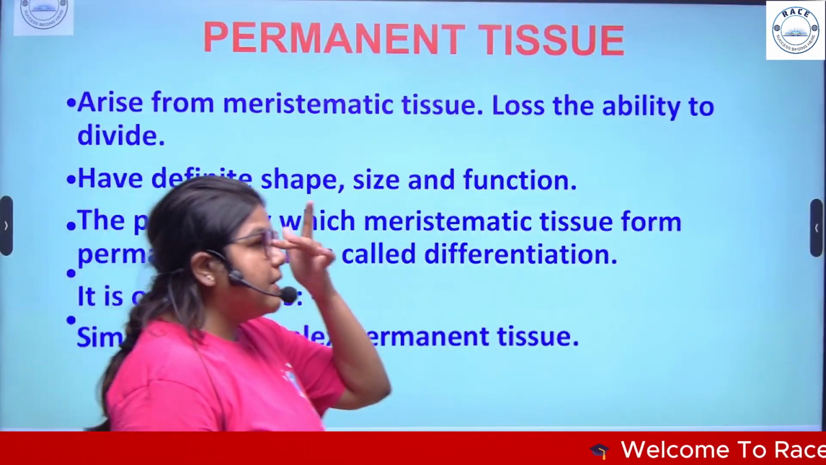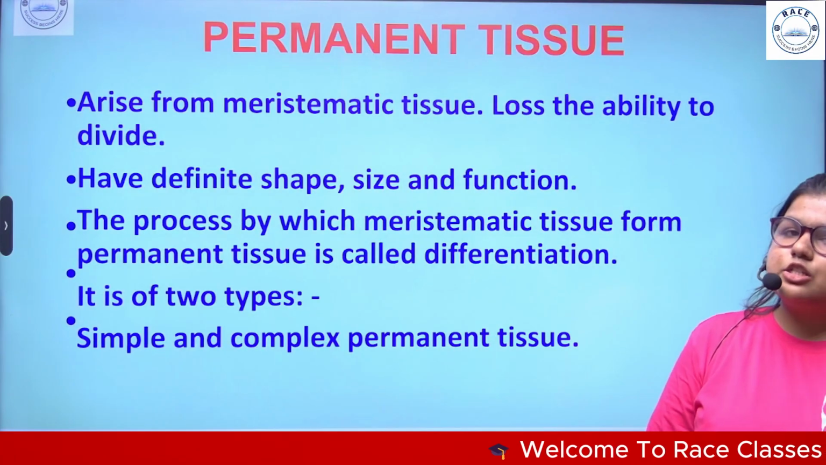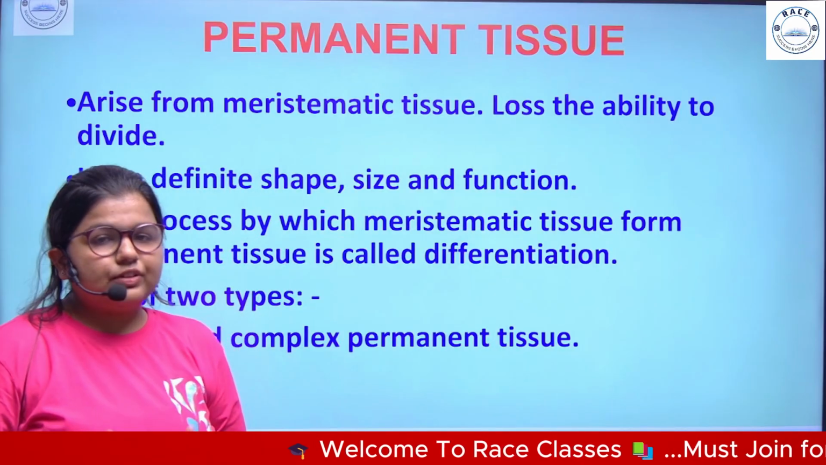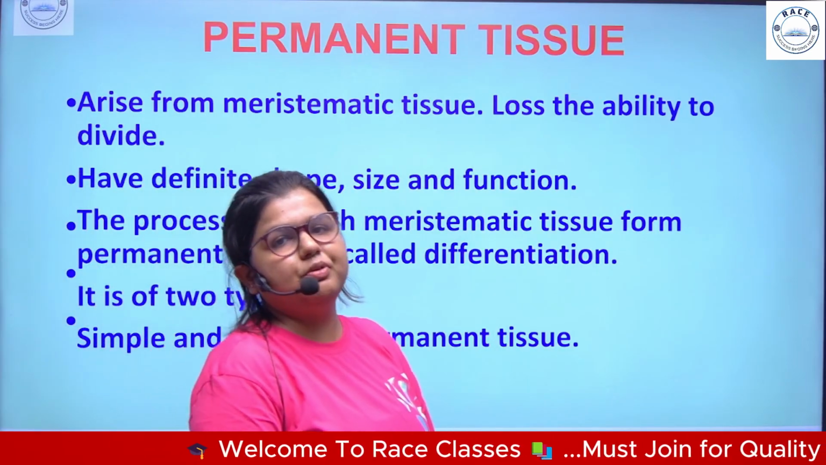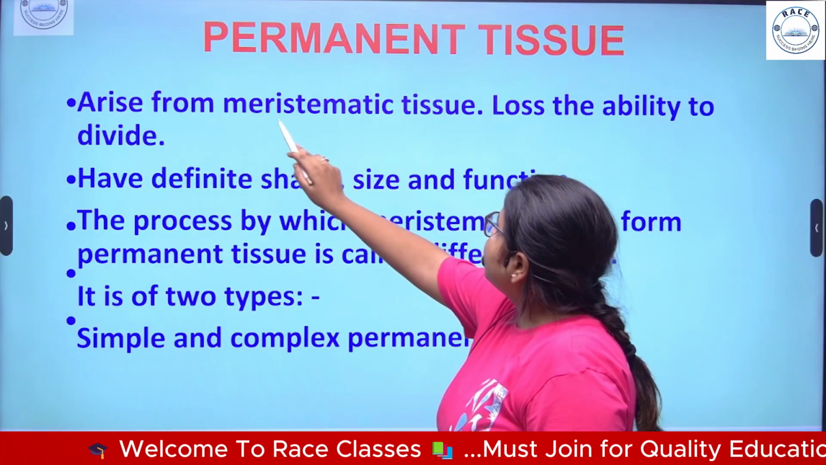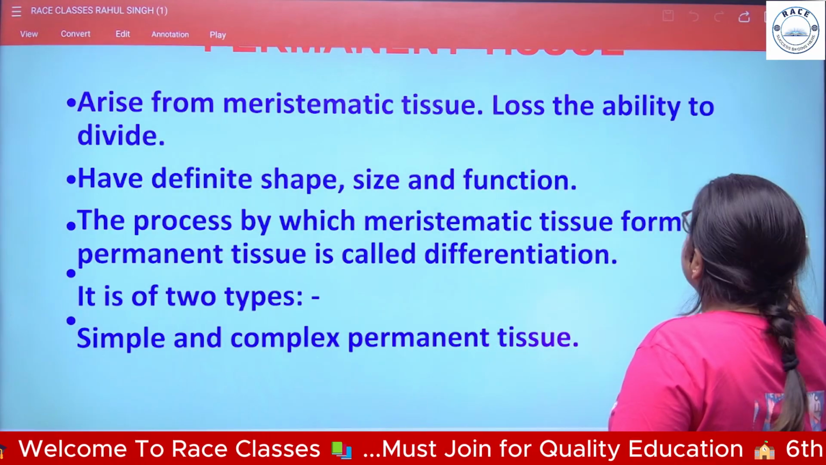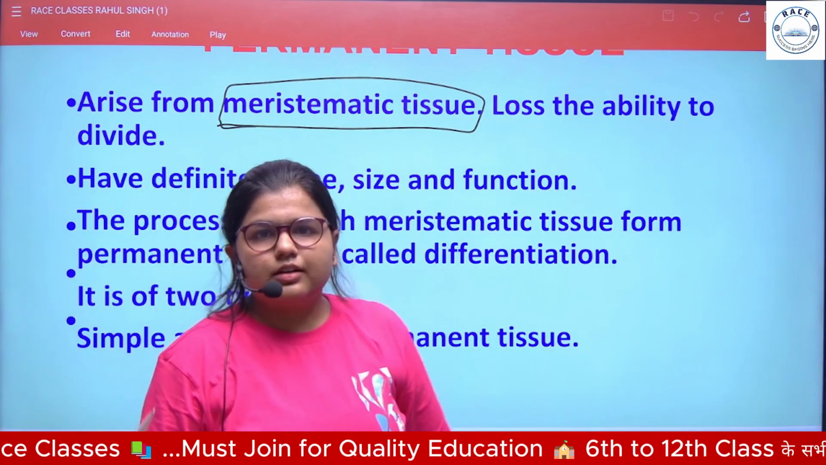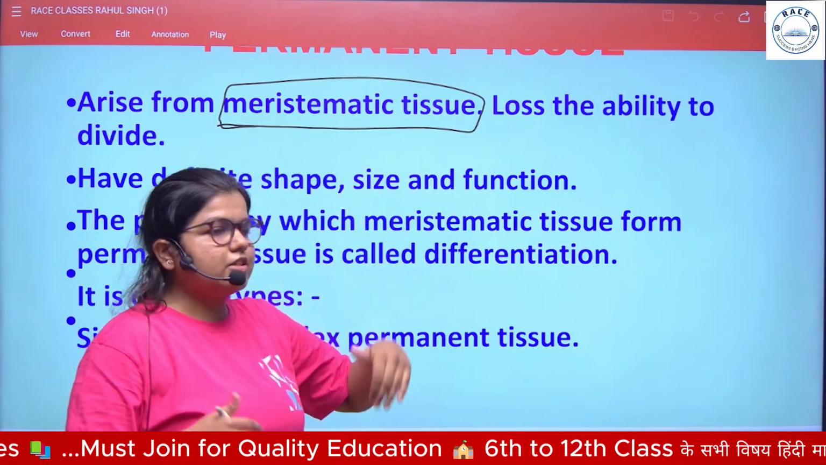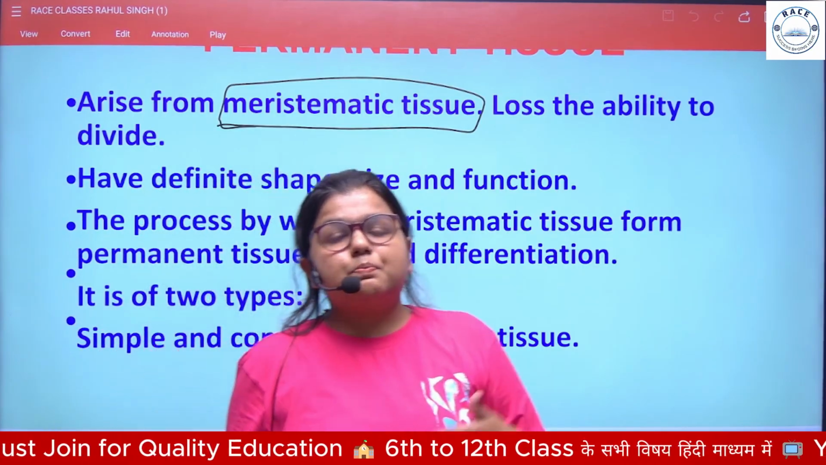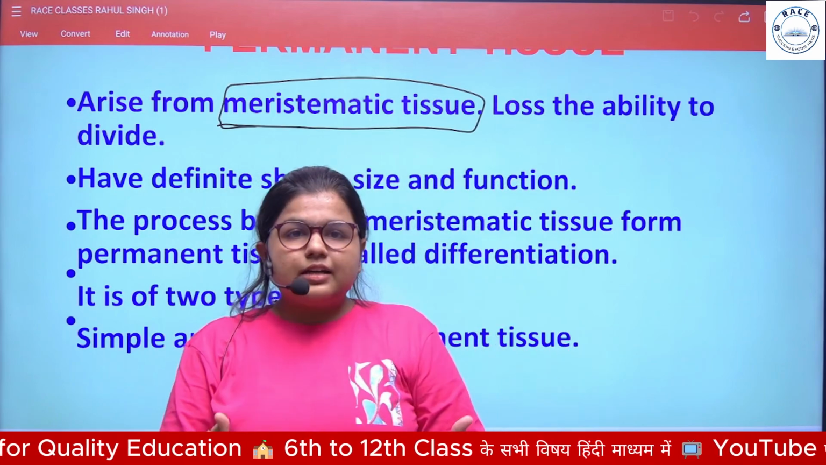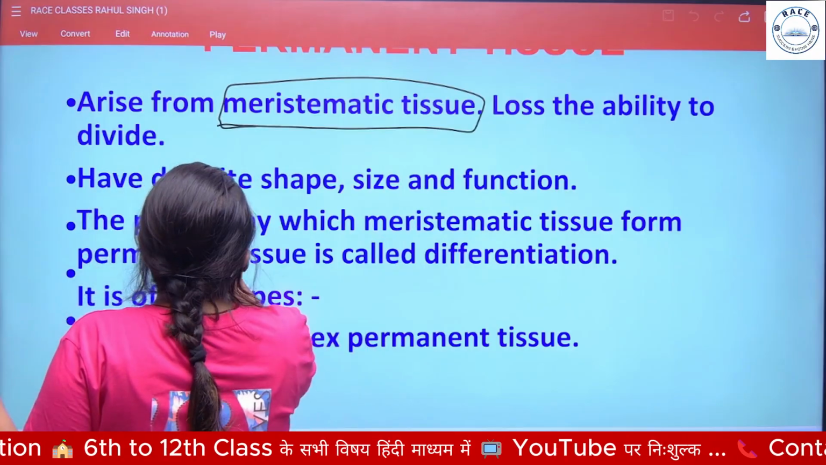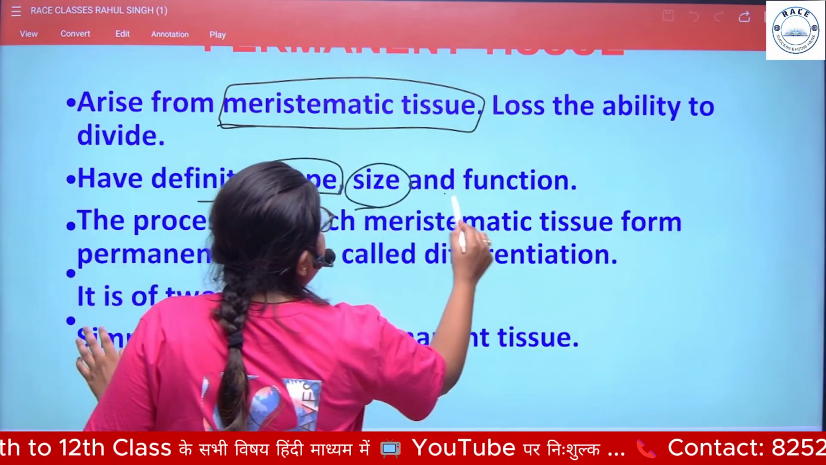Now let's talk about permanent tissue. Whenever the cells lose the ability to divide, they convert into permanent tissue, and they acquire a specific function to perform. So they arise from meristematic tissue only. They are interconvertible. Meristems can change into permanent tissue, then sometimes permanent tissue again gains the ability to divide. So that is interconvertible. They have definite shape, size, and function.